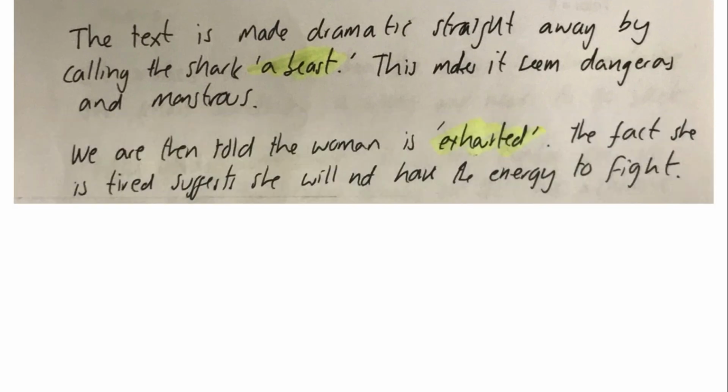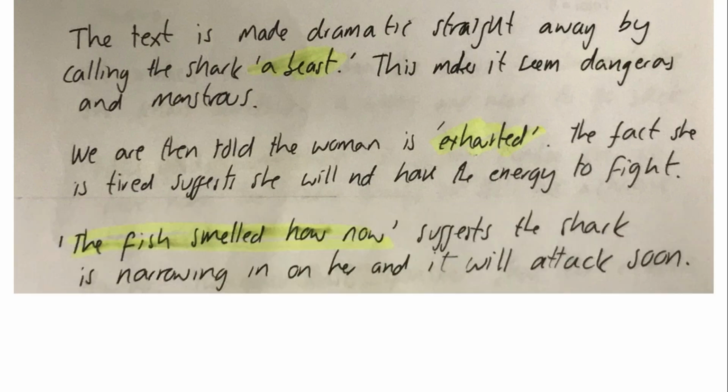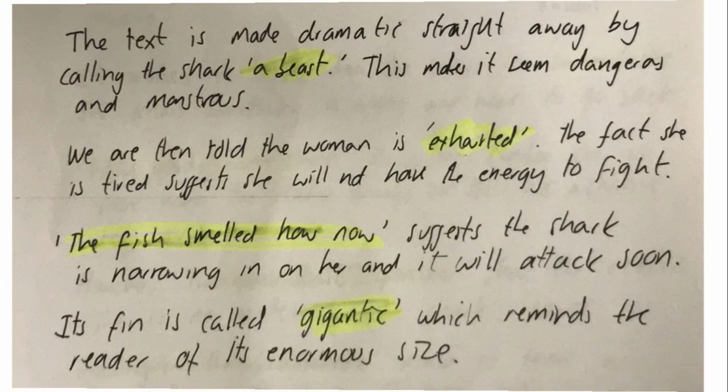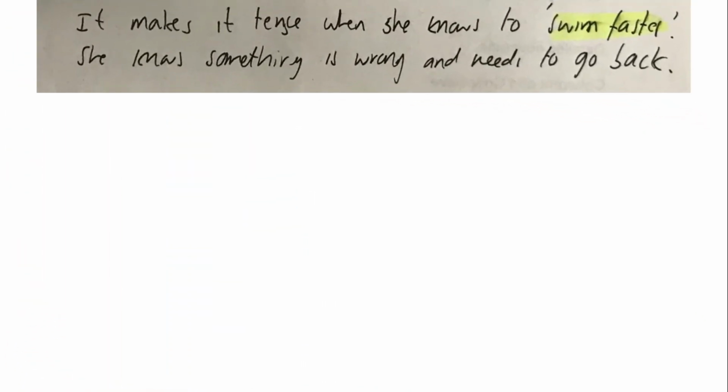We are told the woman is exhausted. The fact she is tired suggests she will not have the energy to fight. The fish smelled her now suggests the shark is narrowing in on her and will attack soon. Its fin is called gigantic, which reminds the reader of its normal size. It makes it tense when she knows to swim faster.